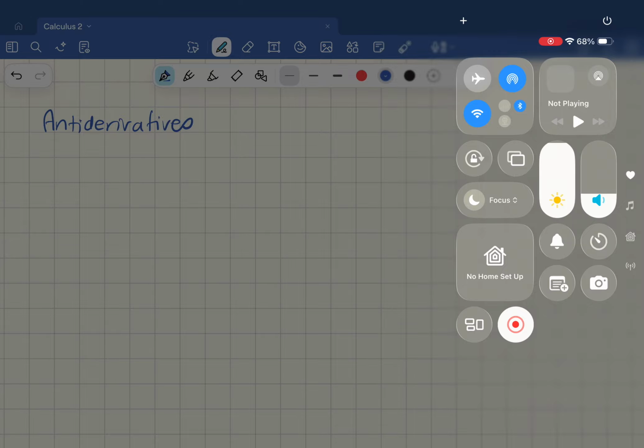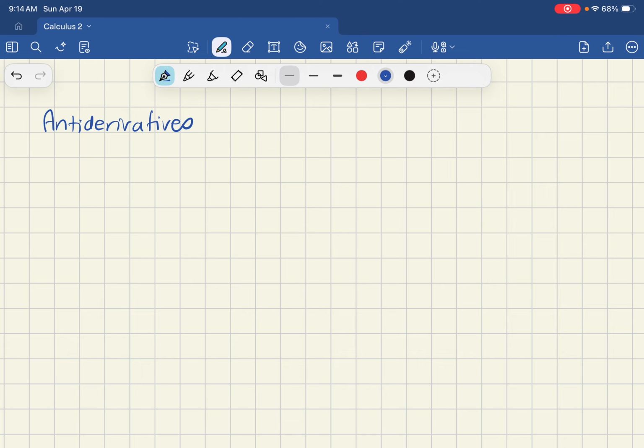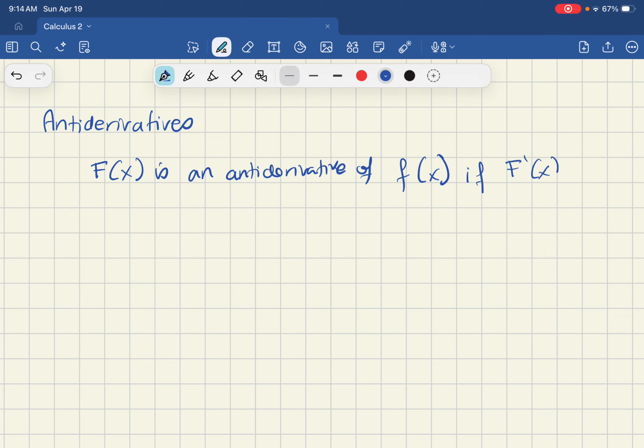Let's start with the big question: what is an antiderivative? So the definition of an antiderivative is F(x) is an antiderivative of the function f(x) if F prime of x is equal to f(x). In other words, an antiderivative is the function you have to differentiate to get back to what you started with.